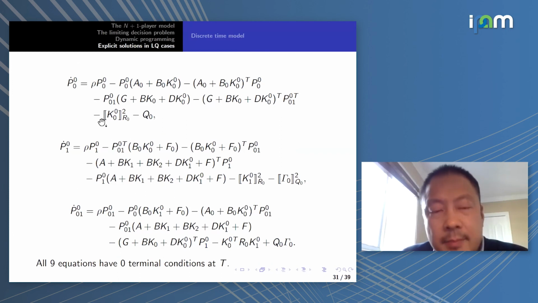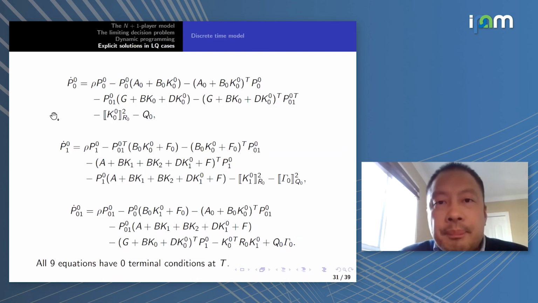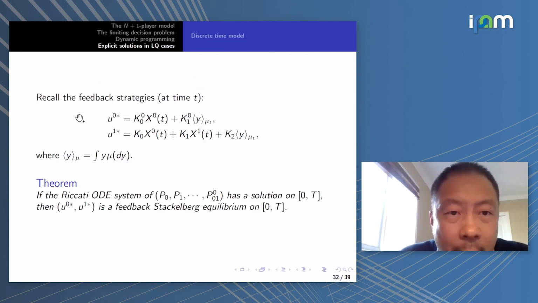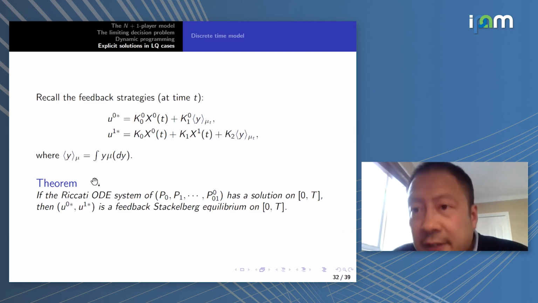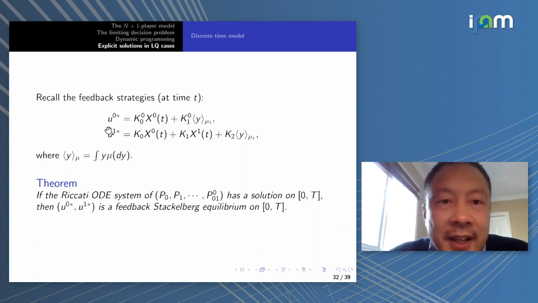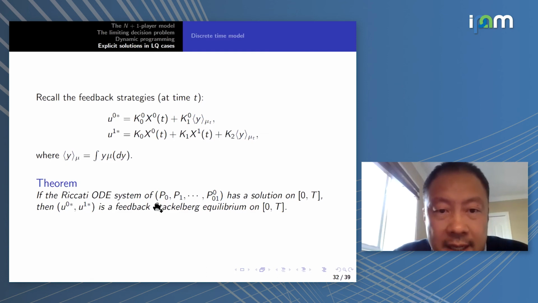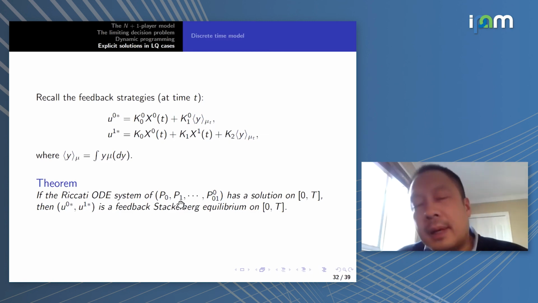It's a lot of terms, but the good news is that it's explicitly solvable. So we have the linear feedback in terms of the state and the mean field average. If the Riccati ODE system has a solution on the interval, then we have the strategies as a feedback Stackelberg equilibrium.